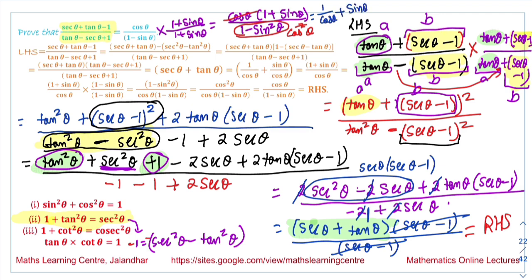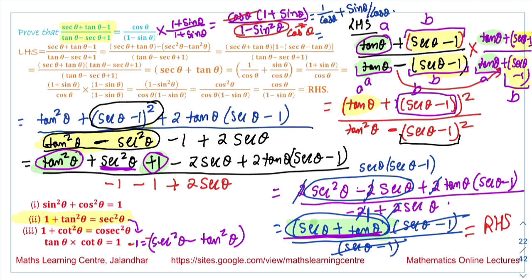plus sine theta over cos theta, and this value is equal to secant theta plus tan theta. This value we get is equal to secant theta plus tan theta.